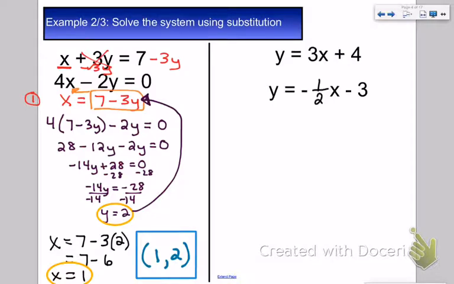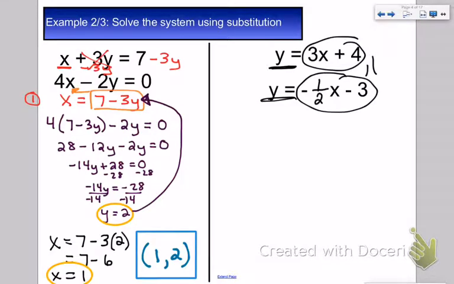In my third example, I have something that is different than what we've seen. I have y equals, and y equals. When we have this, we just set each of these equal to each other. So what I mean by that is I can take 3x plus 4 and set it equal to negative 1/2 x minus 3 because they are both equal to y.